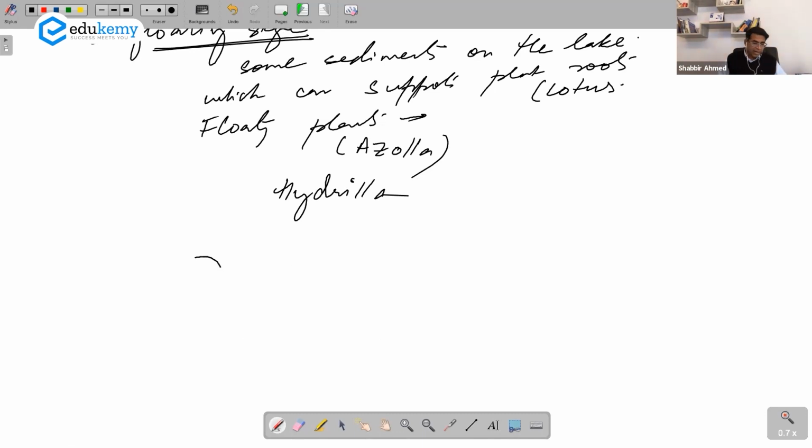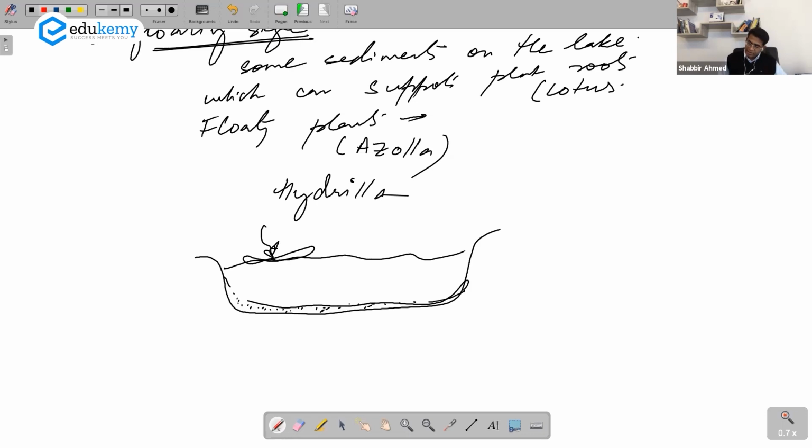This is the plant. Some thin sediments are here. ये पानी है. You can have plants here and the roots go down. Or you can also have plants that float. The roots are here. And the rest, of course, are organisms, fishes. They all are present here. Okay? This is the floating stage.